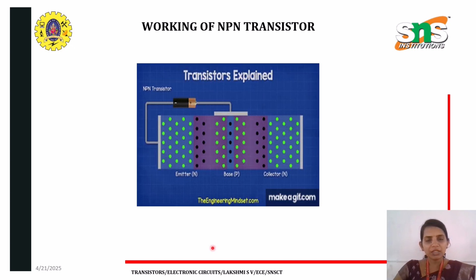This is the animated part of how the depletion region varies in a transistor, in an NPN transistor. You could see how the charge carriers are moving towards the base terminal and what happens to the depletion region.